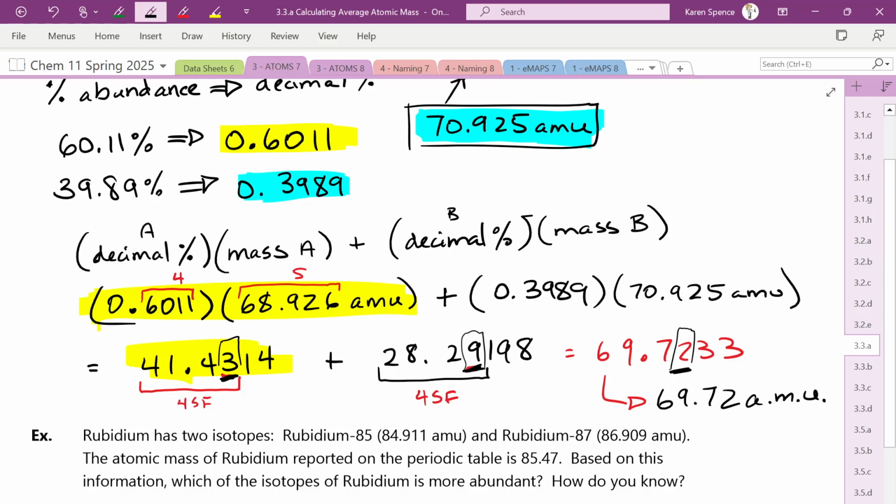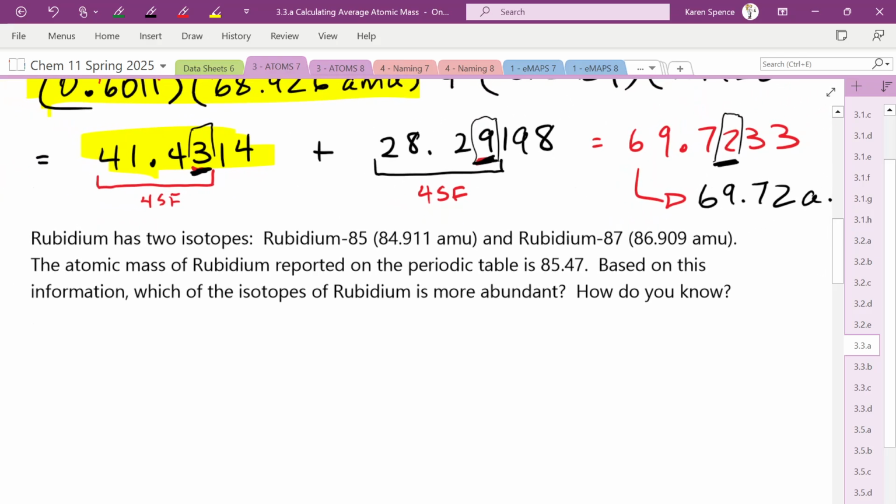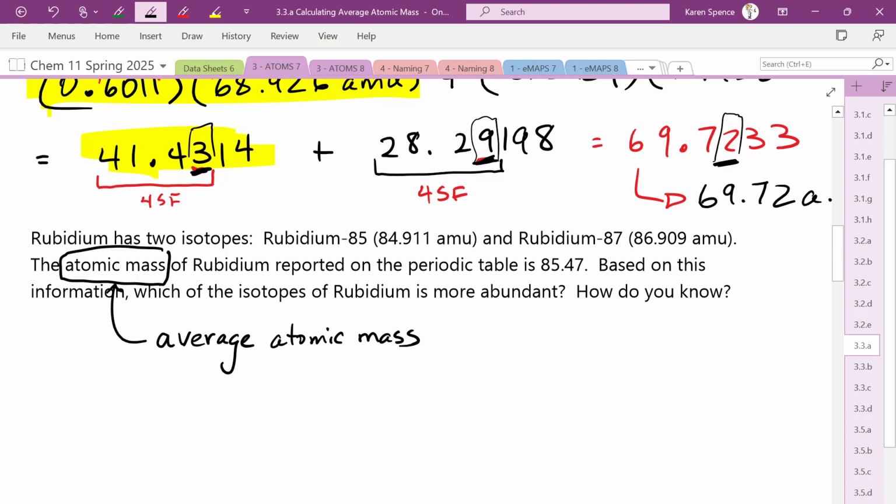There's another type of question you could get where it's not just plug in the numbers. Rubidium has 2 isotopes, rubidium-85, which is 84.911, and rubidium-87, which is 86.909 AMU. The atomic mass, and remember when we talk about atomic mass, what do we mean? Atomic mass means average atomic mass. So the average of all the isotopes.